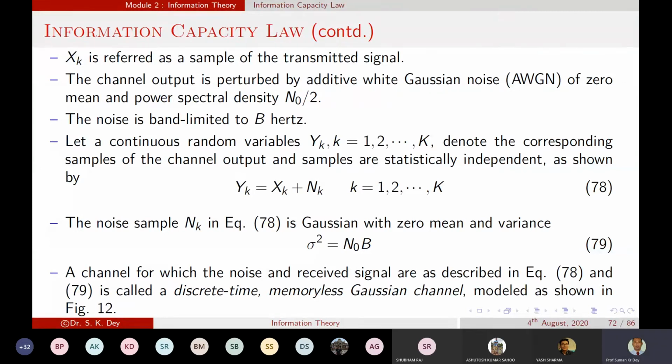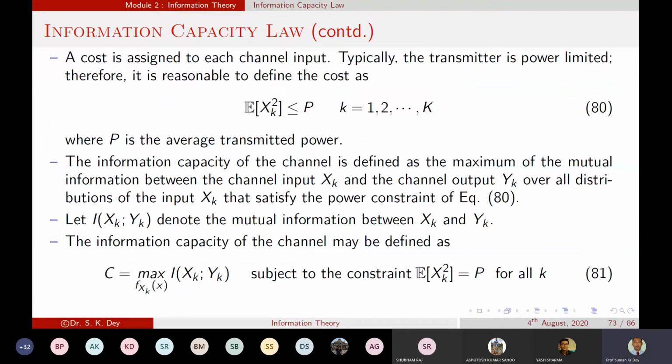How do we calculate the power of a discrete signal? Yes or no? Sir, we take the square of each point, sum it, and take the average. Okay, so this expression 80 does that. This representation is the square term with the average. So the average power should be less than or equal to P.